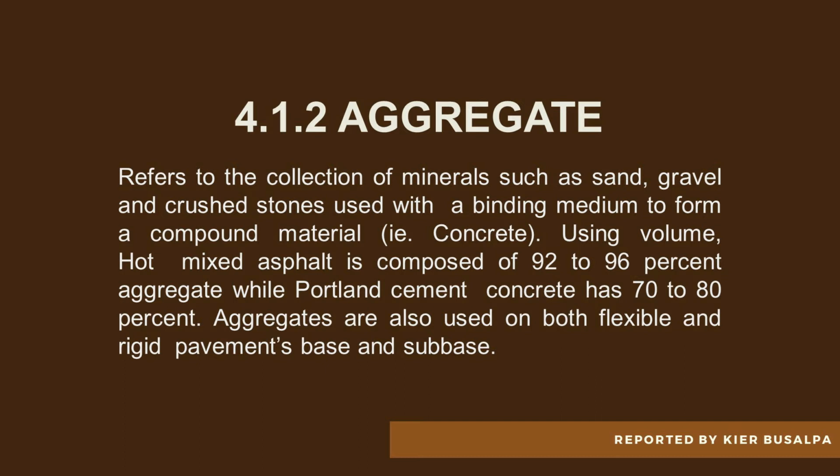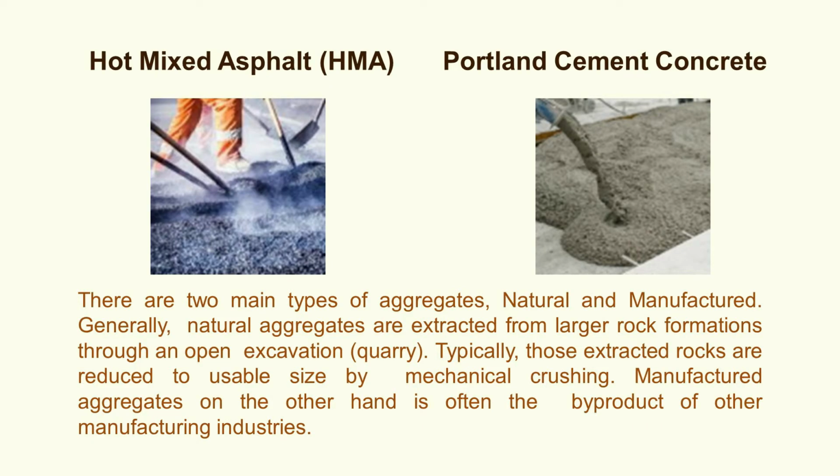Using volume, hot mix asphalt is composed of 92 to 96% aggregate, while Portland cement concrete has 70 to 80%. Aggregates are also used on both flexible and rigid pavements, base and sub-base. There are two main types of aggregates, natural and manufactured. Generally, natural aggregates are extracted from larger rock formation through an open excavation. Ibig sabihin, natural aggregates ay yung aggregates na nakukuha natin sa paghukay sa isang construction.